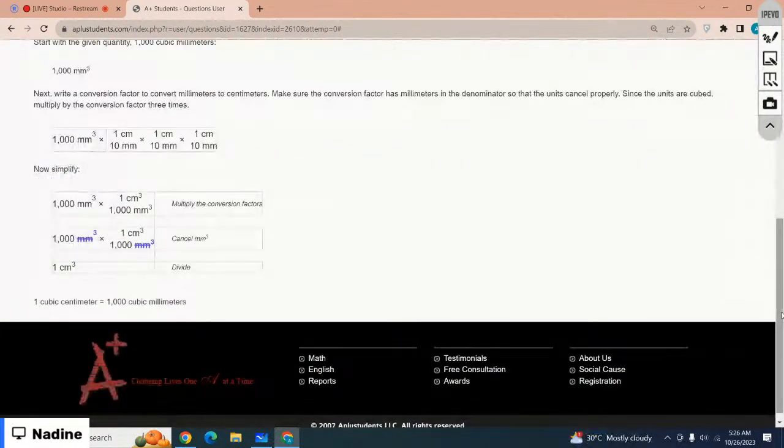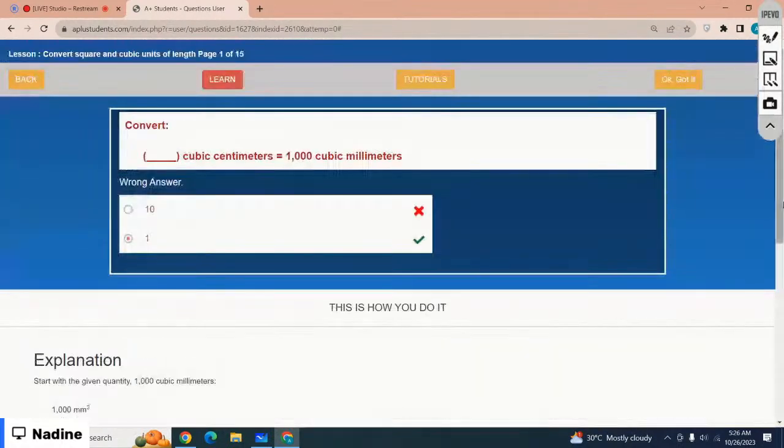Okay, you have to divide because you're converting from millimeters to centimeters, right? You have to divide them by the 10. So when you divide, that would be 1 centimeter, right?